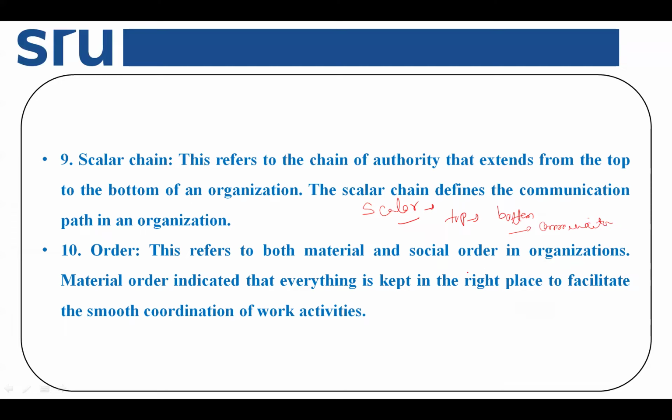Material order indicates that everything is kept in the right place for facilitating the smooth coordination of work activities, and that should be done in a systematic way. So that refers to the order in the organization, both material and social order.